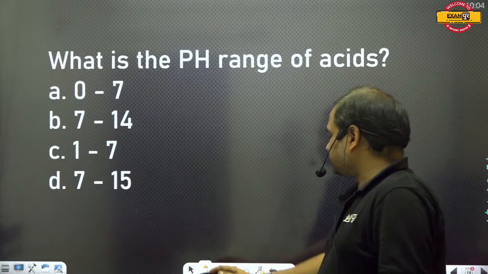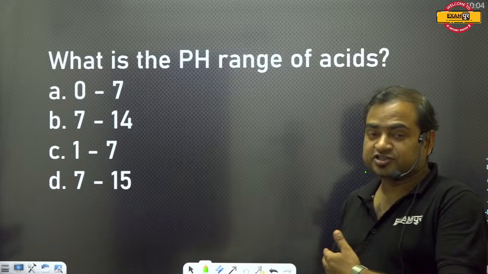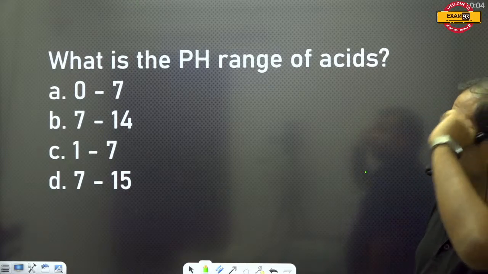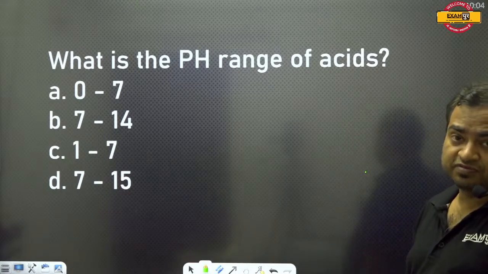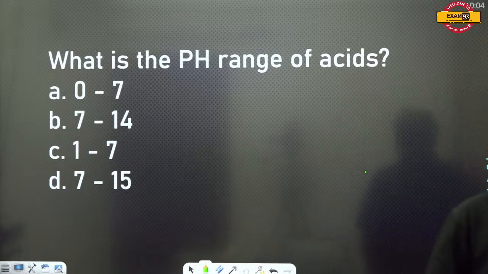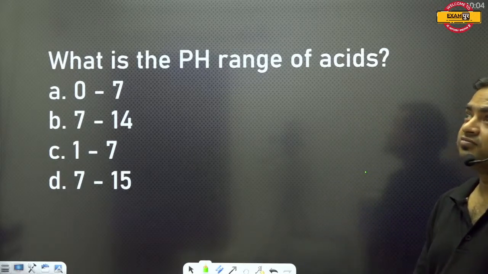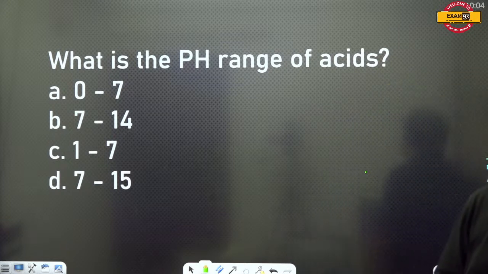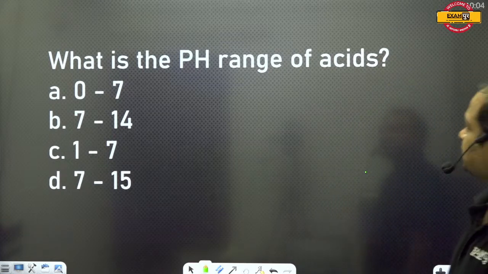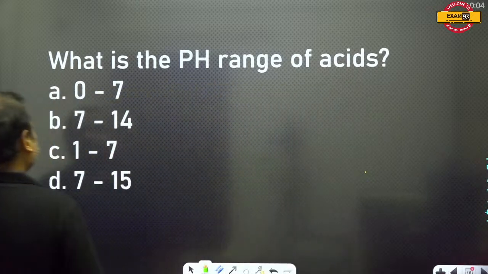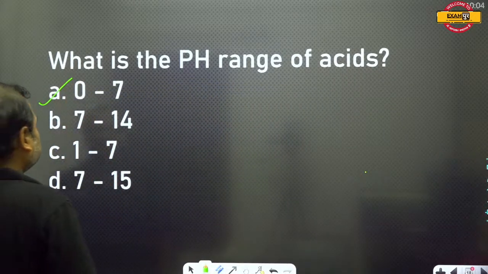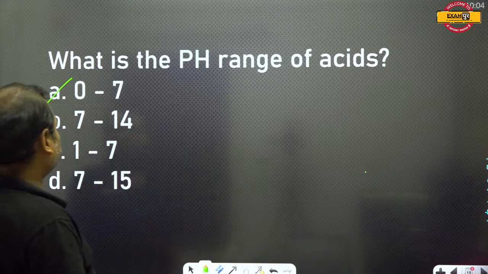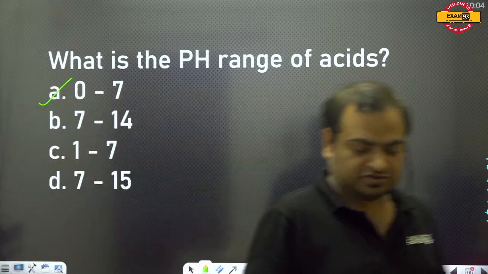What is the pH range of acids? If we talk about the pH range of acids, then A will be the correct answer, because acids have a pH value of less than 7 and in between 0.